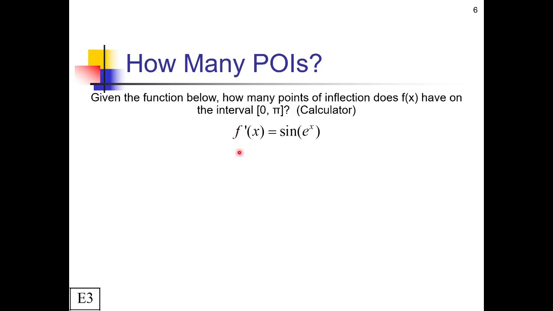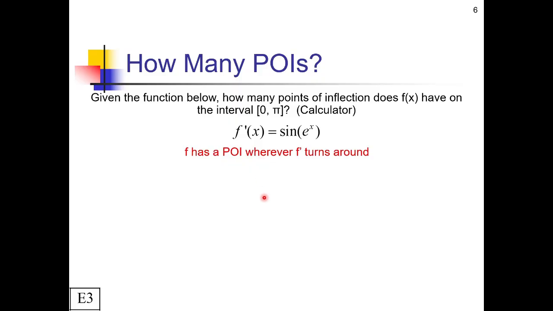Another way to do it, though, since f double prime's sign is really the same thing as f prime's direction, we can also find where f has a point of inflection by seeing where f prime turns around, where it reverses directions. So pick one of those, pause the video, give it a shot, and let's bring it back together in a moment. All right, so let's see how that went.